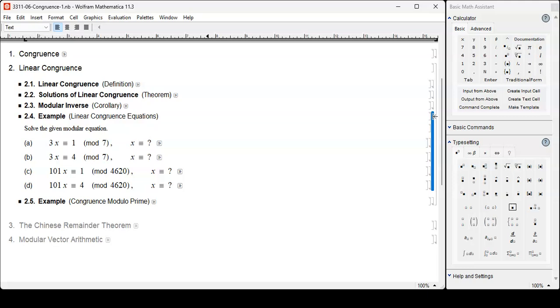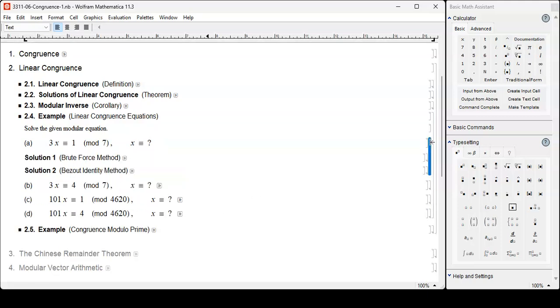First two look very easy. We have modulo 7, so not many classes. The third and fourth problems are intimidating. The right-hand side is 1 and 4, same as before, but modulo 4,620. And also the A value is pretty big as well, 101. Okay, how do we work it out?